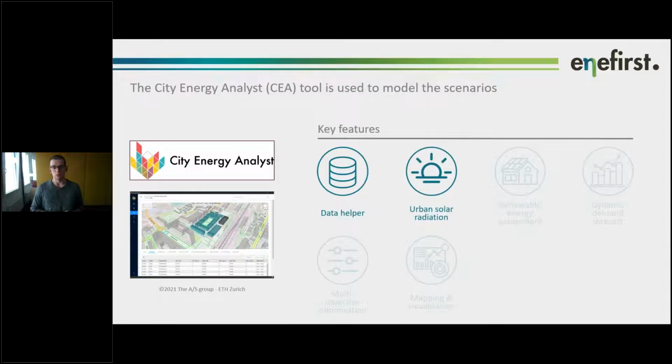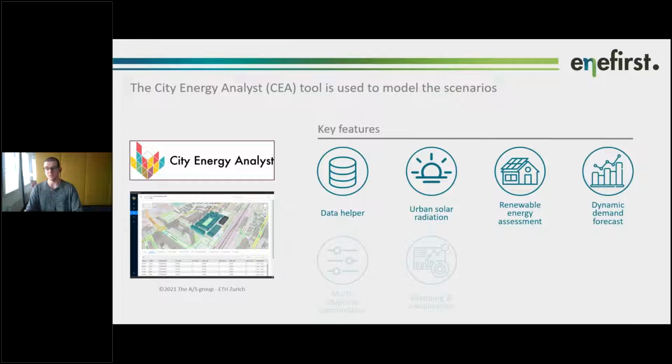Second, there's an urban solar radiation tool, which is a dedicated engine to compute the hourly solar radiation onto the facades, but also onto roof surfaces, taking into account mutual shading between buildings. Based on that, there's a renewable energy assessment. Basically, the model computes the resource potentials for different renewable energy sources. This includes rooftop solar potentials, ambient heat, which includes geothermal heat and lake water and sewage water, up to waste heat from servers and industrial processes.